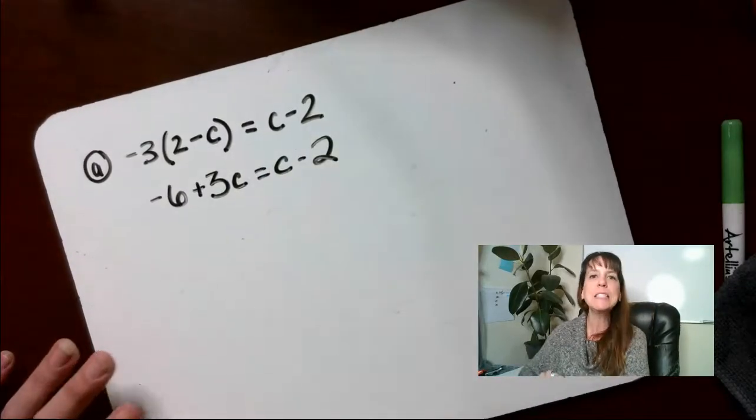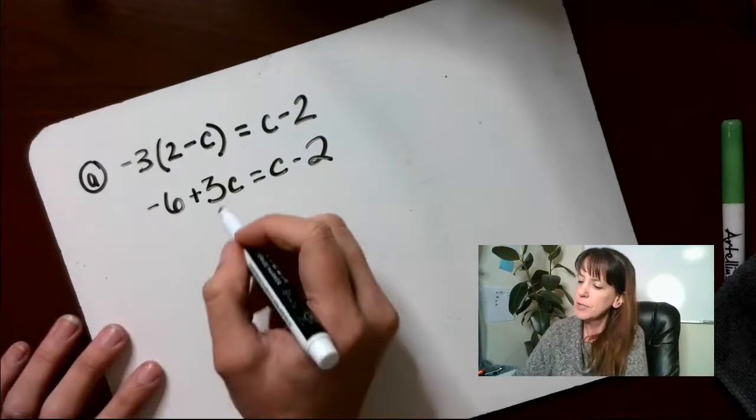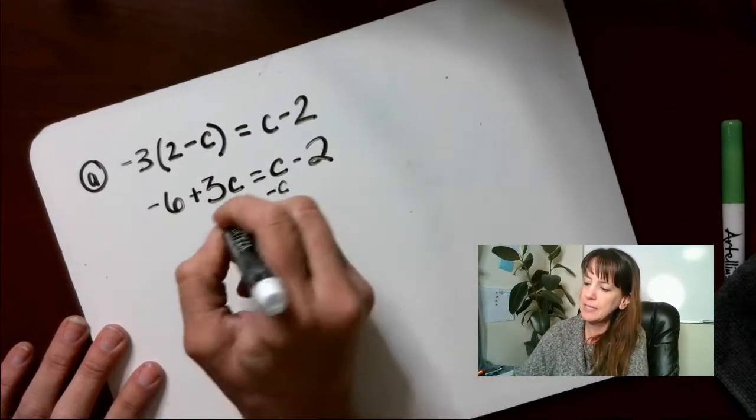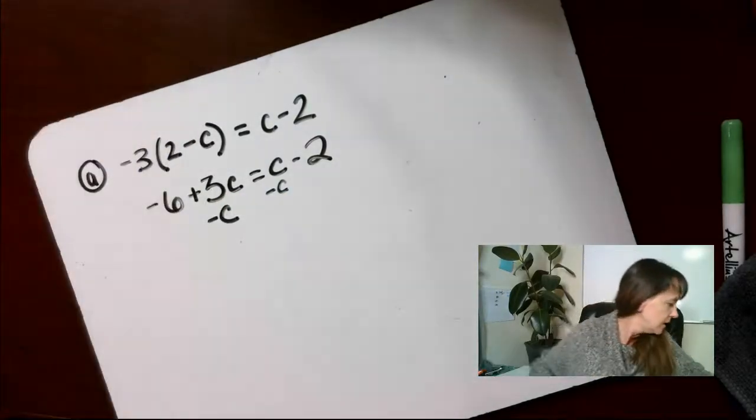All right, I've got these 4 chunks here. I want all the chunks with the variables on one side, all the chunks with non-variables on the other. So I'm going to minus C from both sides.